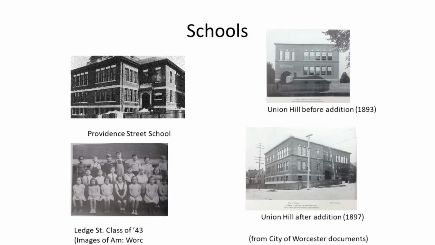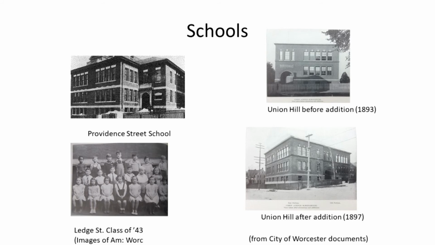And then here's a photograph of the Providence Street School that I showed in a previous slide. Again, that was at the very northern tip of Providence Street. And then here's a photograph on the bottom left-hand side of the Ledge Street School, class of 1943. And you can see some of the kids that are in the neighborhood in that period of time. And then there's another school that still exists today. It's still an active school in the city of Worcester public school system, Union Hill School.